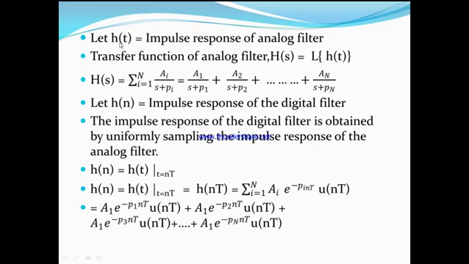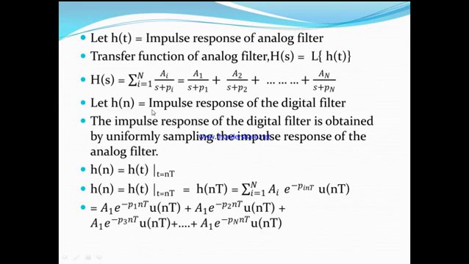Let us consider here h of t is the impulse response of the analog filter. Next we have to take the transfer function of the analog filter. So H of s equal to Laplace transform of h of t. We can write H of s equal to summation i equal to 1 to n, a i divided by s plus p i.